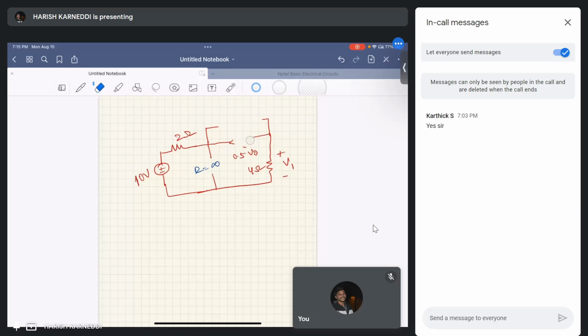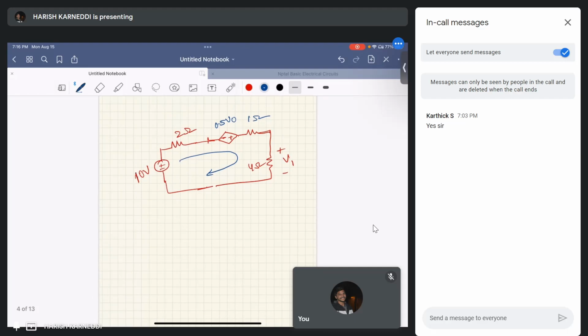I am redrawing only this particular arm, that is 0.5 V naught, 1 ohm. Now I am applying KVL in this particular loop. Let us suppose this is having a current of I amperes.